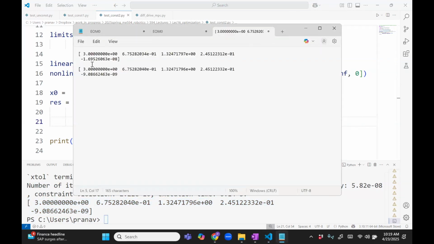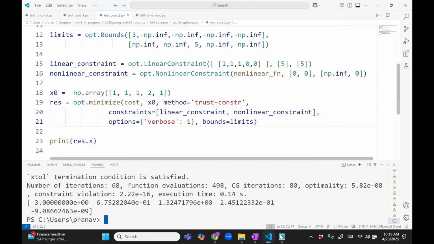Okay, so the first value is 3, the second value is 0.675, the third value is 1.3247. The fourth value is 2.45, which agrees, but the fifth value doesn't agree. But you can see it's very small, 1e negative 8, that's practically 0. So the fifth value is actually 0. So this is how you'll do optimization with this.